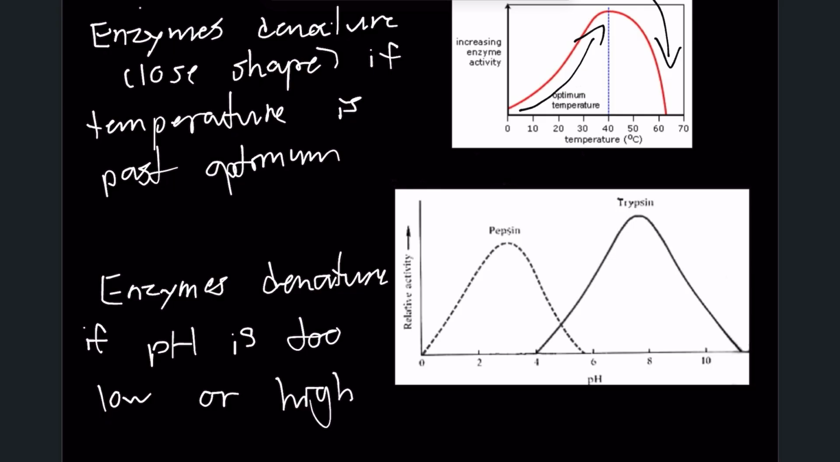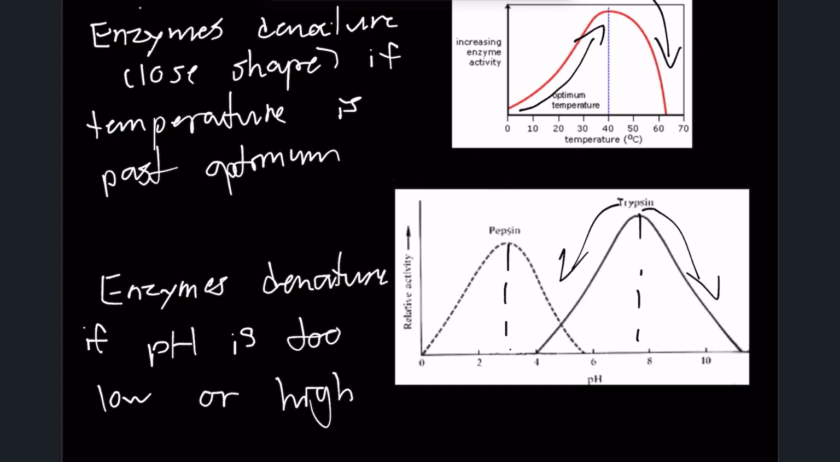And we can see that over here with the graph of trypsin and pepsin, which are two different enzymes. We can see right here at their peak, it would be their optimal. So for trypsin, it would be about around 8, and for pepsin, it's around here, so about a pH of 3. And what happens when you get too high is that the function of each enzyme begins to steadily decline.